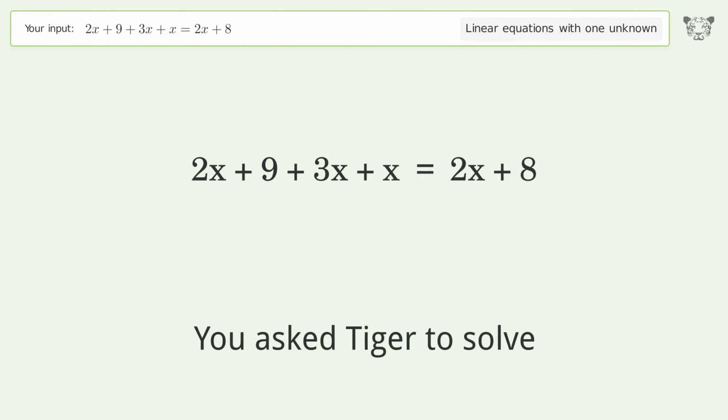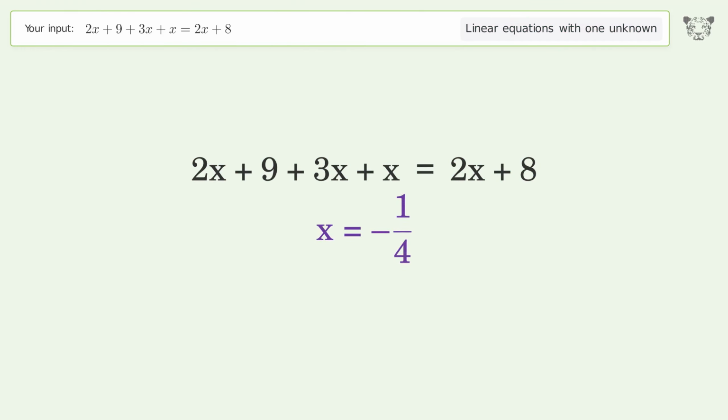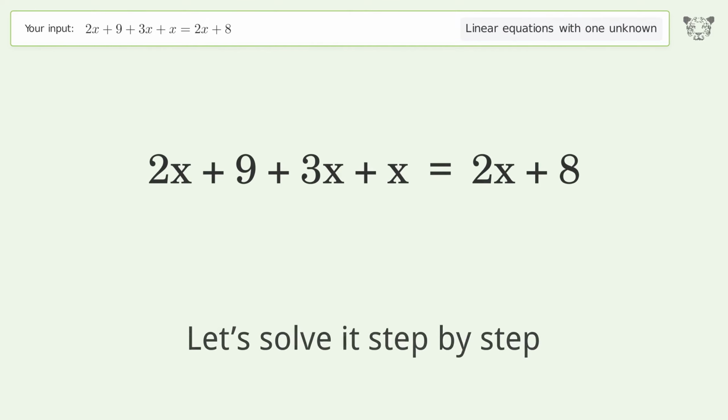You ask Tiger to solve this. It deals with linear equations with one unknown. The final result is x equals -1/4. Let's solve it step by step.